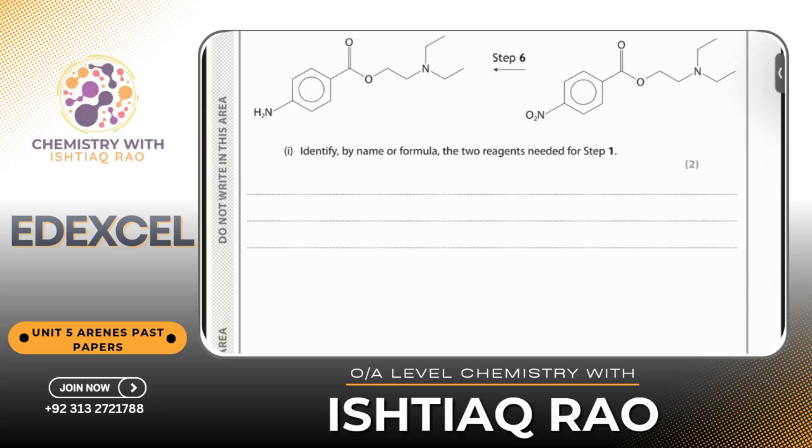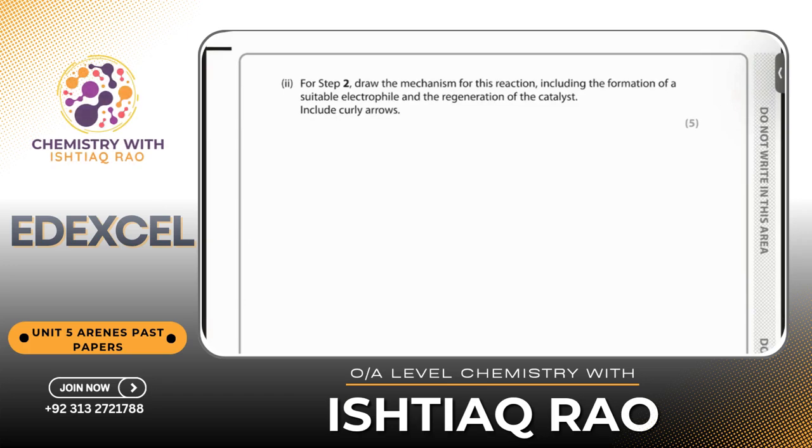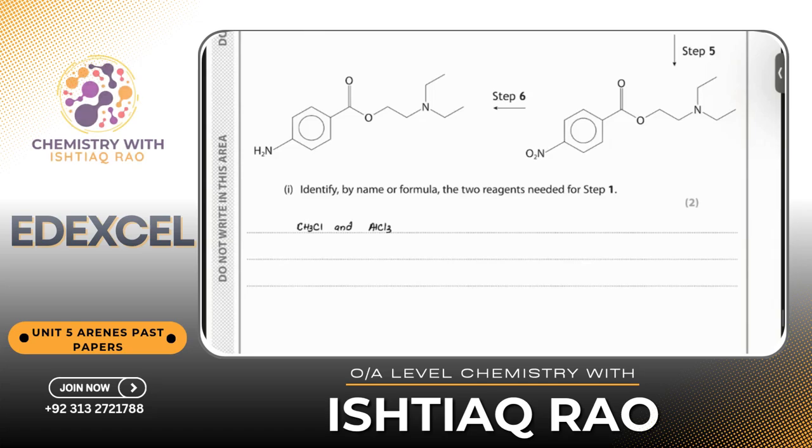So the reagent is CH3Cl, and so this is of 2 marks. And then they are saying 5 marks. For step 2, what's going on in step 2?